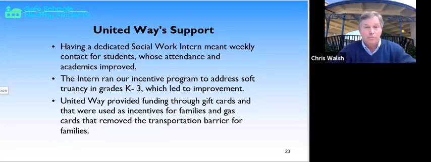United Way also provided wonderfully some incentives for kids. And so we had gift cards for kids who are making progress and for parents. And they also provided gas cards, which was a barrier for some of our families. It was hard to have the money always to drive here to school. And so we were able to make those gas cards available to families. And what was really neat was we were able to connect some of the families that weren't able to get to school so they could carpool and drive each other. So that was really appreciated.